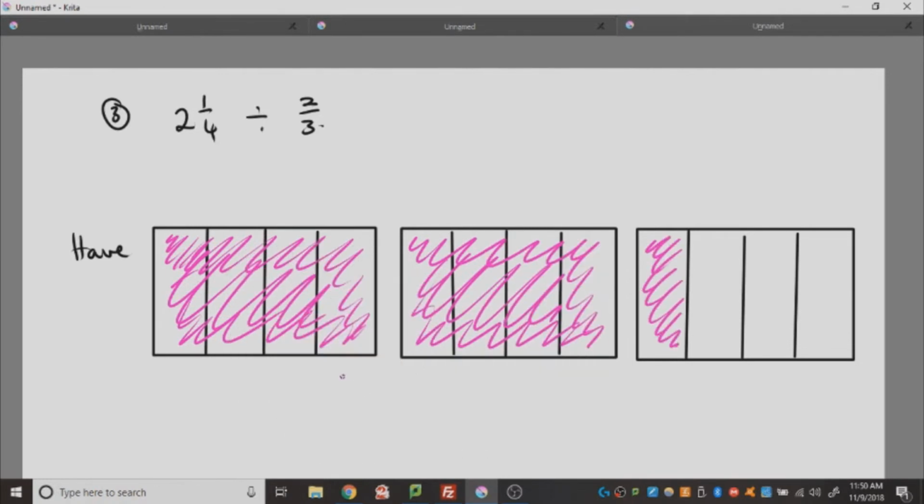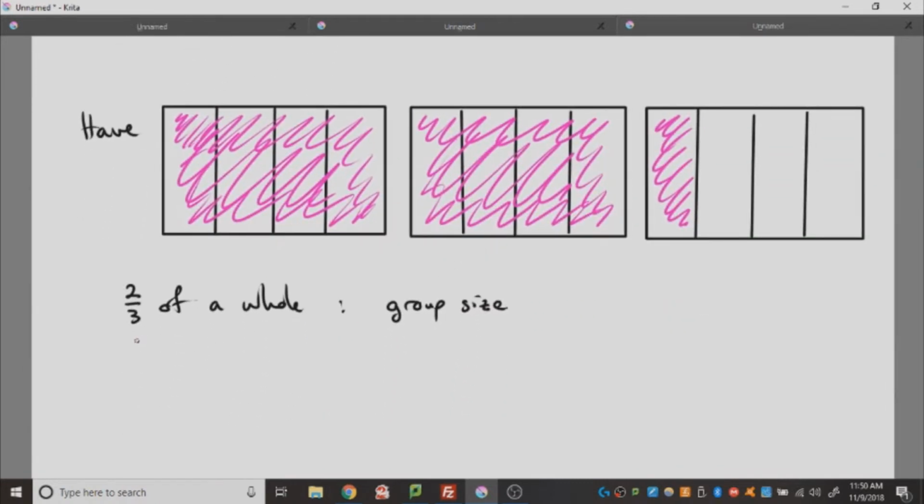Now I go and figure out, well, I'm trying to make groups of 2/3. So 2/3 of a whole is going to be my group size. But what does that mean for these rectangles? I'm going to have to go thirds to be able to relate them.